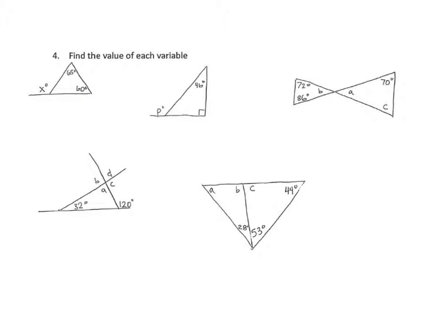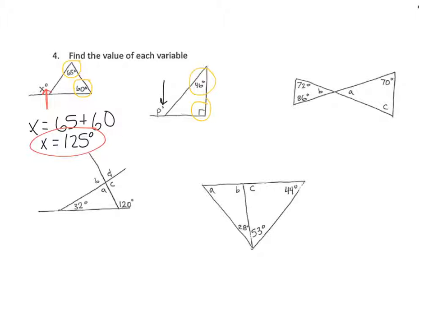In this part, we're going to find the measure of each angle. So x is an exterior angle, and these 2 are remote interior angles. So x equals 65 plus 60. So x equals 125 degrees. Okay, and then second one, P is exterior, and these 2 are the remote interior. So P equals 90 plus 46. So P equals 136 degrees.